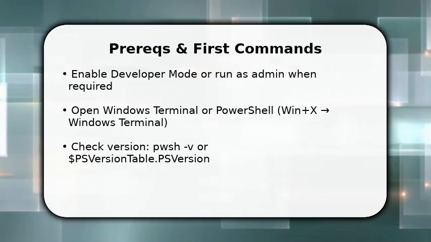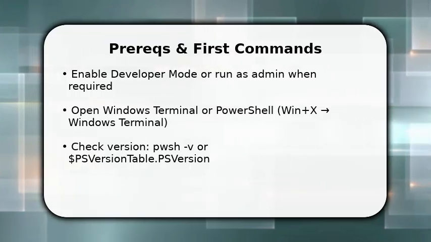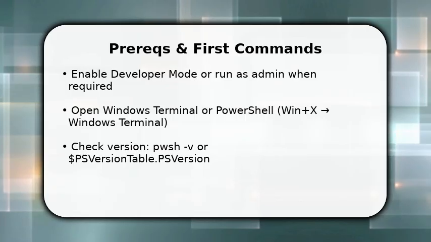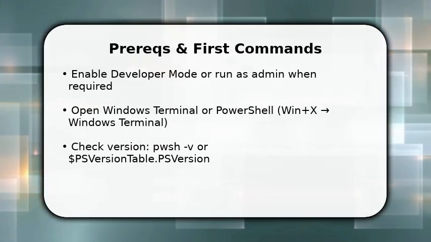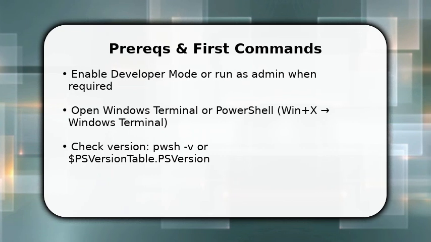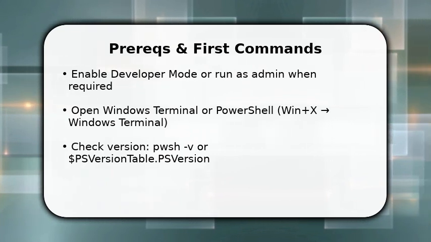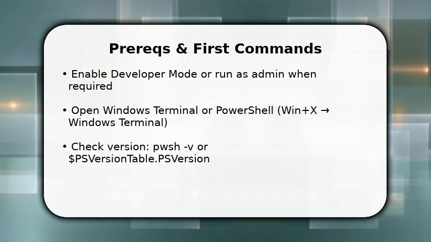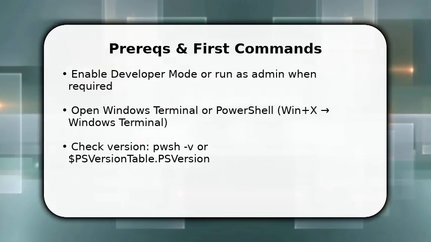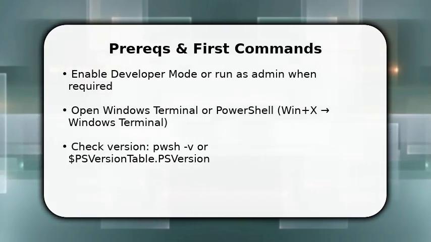You should understand execution policy basics, so scripts run. Use Get-ExecutionPolicy, then Set-ExecutionPolicy RemoteSigned if appropriate. Make sure to trust only known scripts. These initial steps get you into a secure, functional shell quickly and prevent permission surprises later.